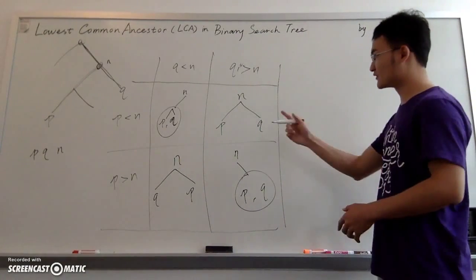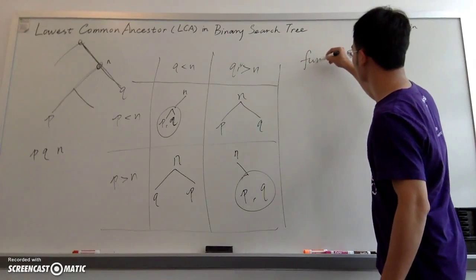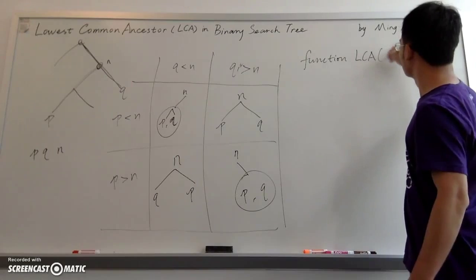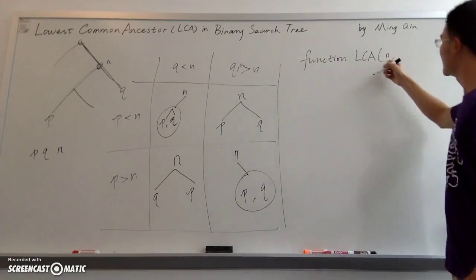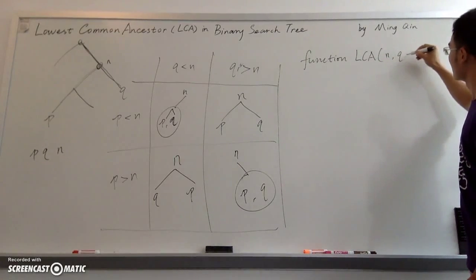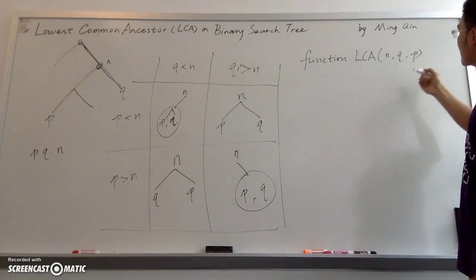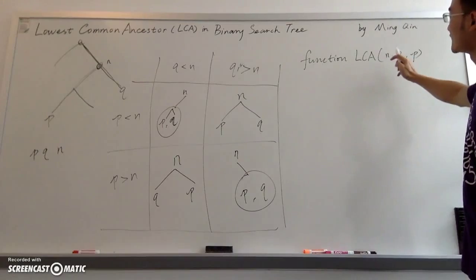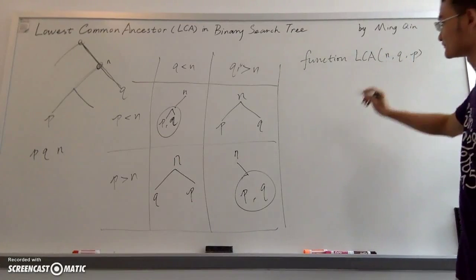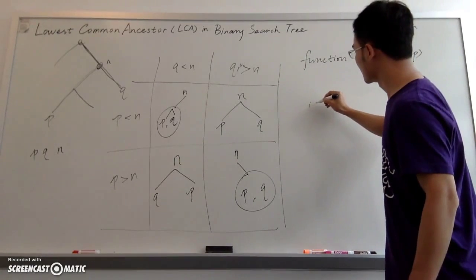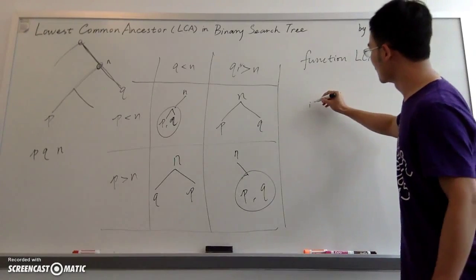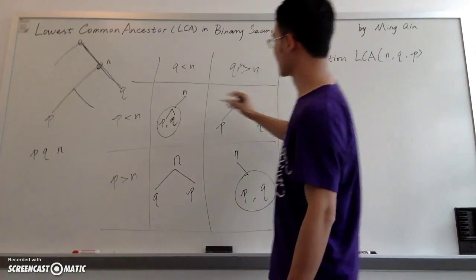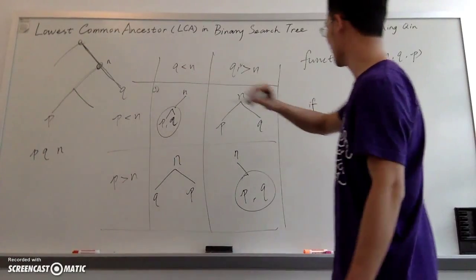So how do we write pseudocode for this problem? Let's write a function called LCA, passing the node n, Q, and P. We will return the lowest common ancestor of P and Q within the tree rooted at n. And then in this function, we divide into different scenarios. Let's say this is case 1.